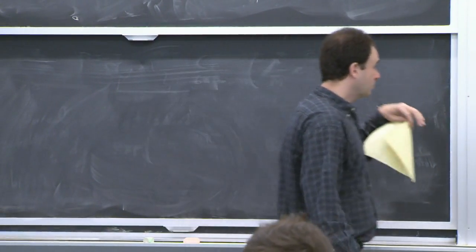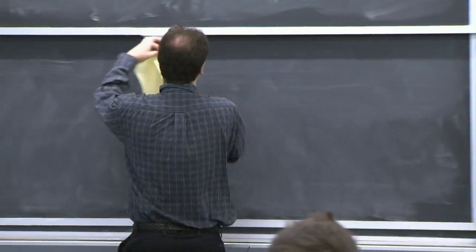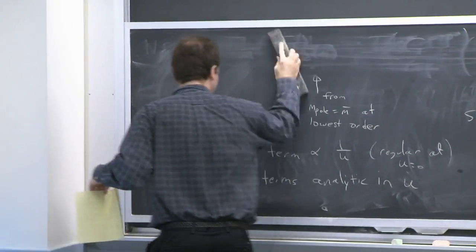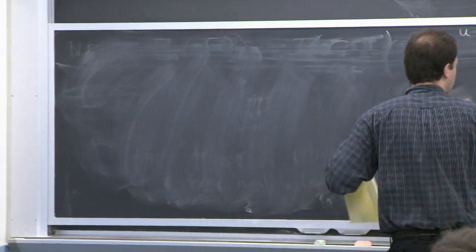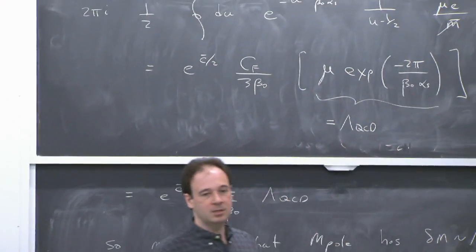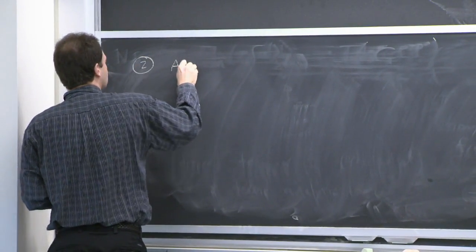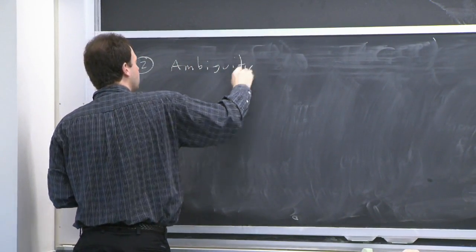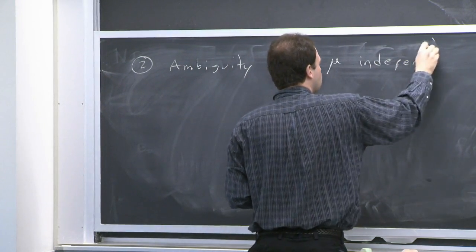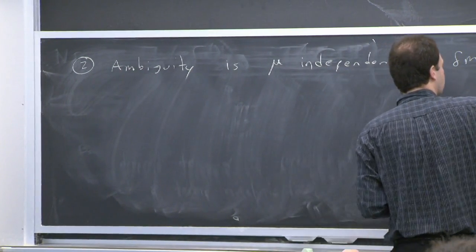Another thing you'll notice is that when we went back and looked at the ambiguity back in the original space, in the coupling space, which is where we live, then the mu dependence went away. We just got something that was a constant times lambda QCD. There was no mu dependence. So the ambiguity is mu independent, just proportional to lambda QCD.